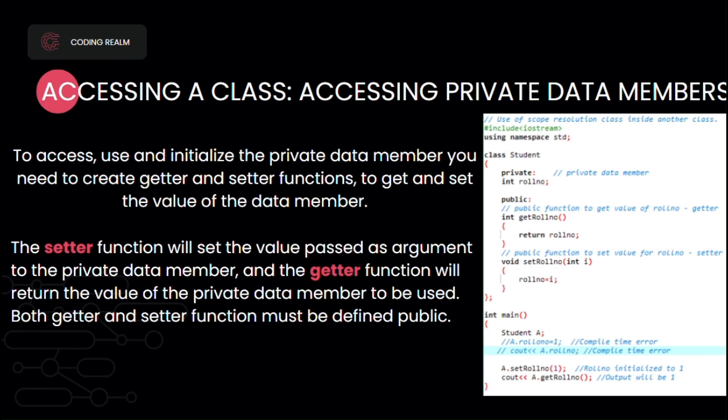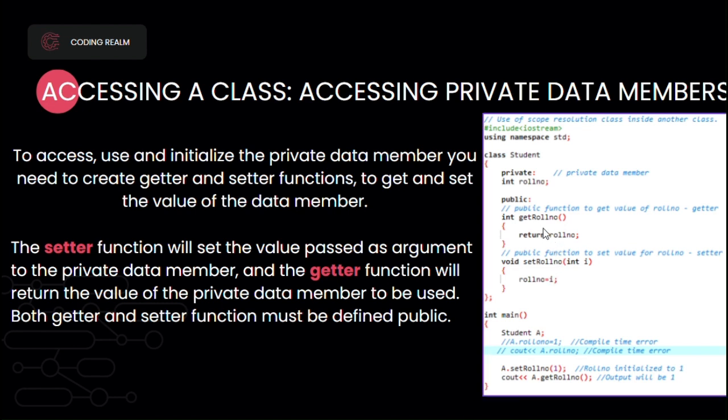Now accessing private data member. To access the private data member, we need to create getter and setter functions to get and set the value of the data member. The setter function will set the value passed as an argument to the private data member, and the getter function will return the value of the private data member to be used.